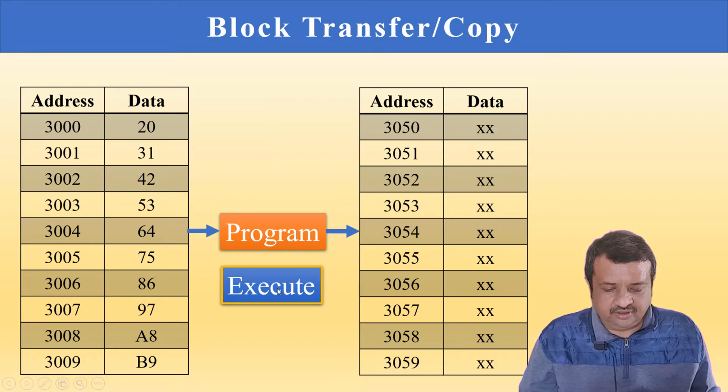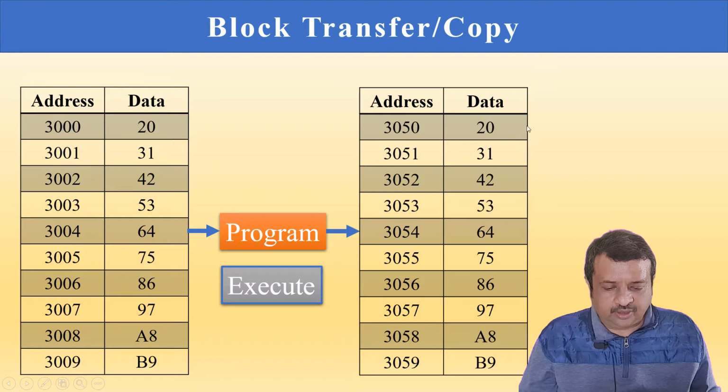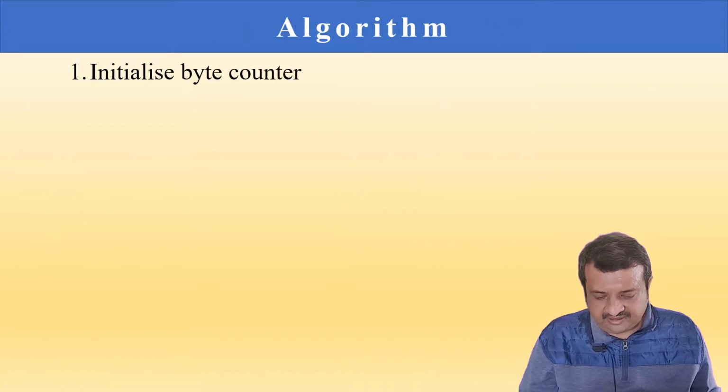Now our job is to write a program to copy this block from 3000 to 3050, 3001 to 3051 and so on. So when I execute my program, then my data should be copied in this block. So that is what we want to do, and for that we need to write a program. So that program we will develop and write.